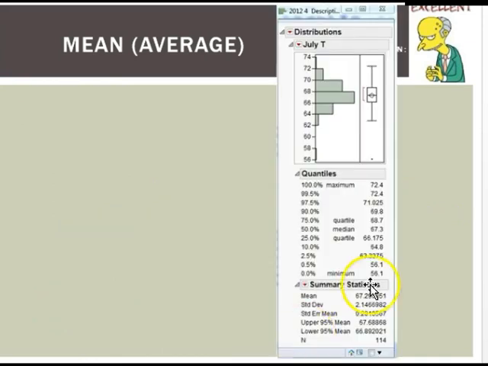So JMP is always going to give you a visual, some graphic of your data, right? And then it also gives you a lot of other information. It sort of guesses what it thinks the most common descriptive statistics are that you would want. So notice that we have all of our quantiles here, but we also have the mean right at the top of the summary statistics. And then it gives us also standard deviation, standard error, our confidence intervals, and our overall sample size.